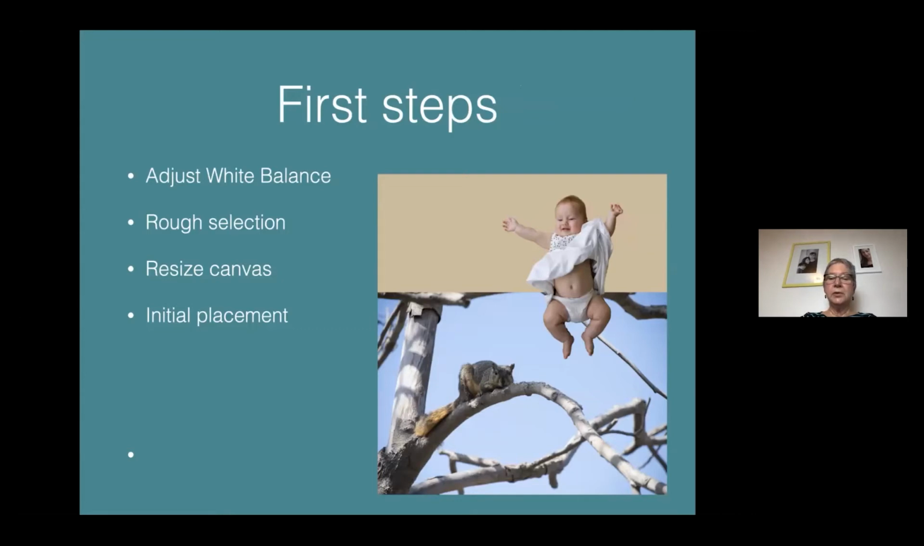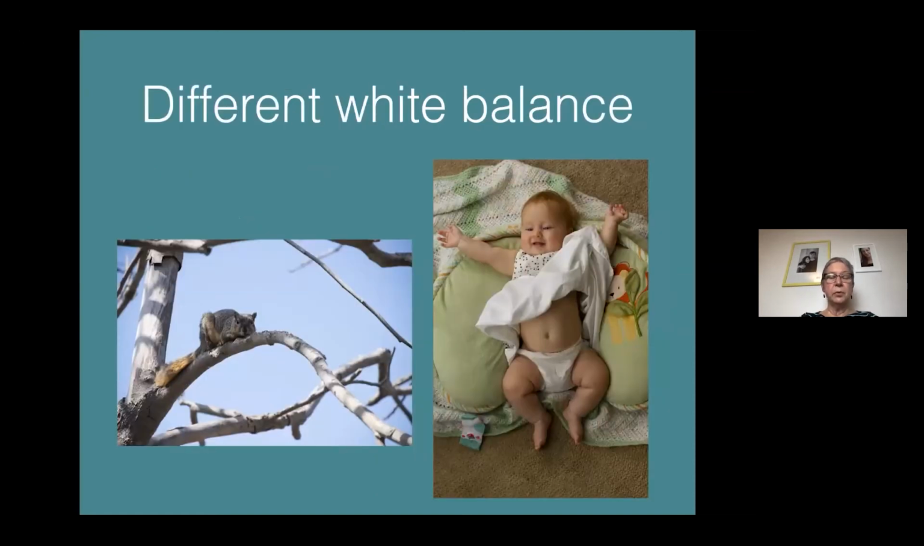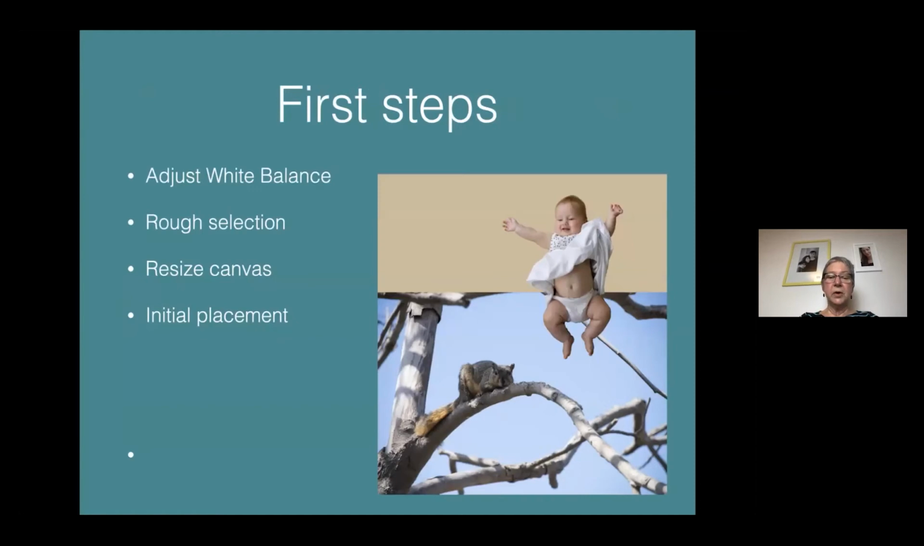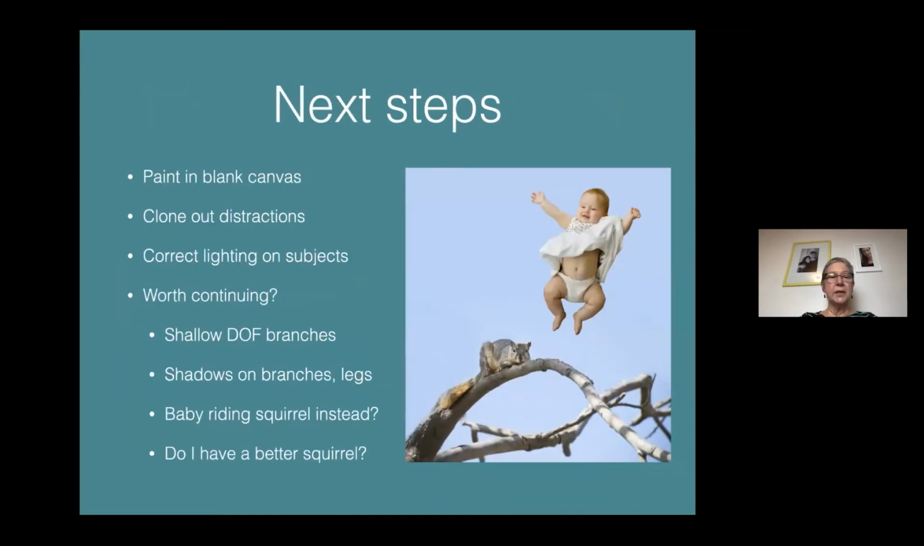And then I do just a rough selection of the subject, because I don't want to spend half an hour or an hour making a really clean selection and then finding out that these are not the originals I want to use. Maybe I've got different pictures that'll work out better. Then I resize the canvas because there wasn't enough room for the baby with the squirrel, and now I've added that. And I do an initial placement of the subjects. So I do this and I go, well, that's not bad, that could work.